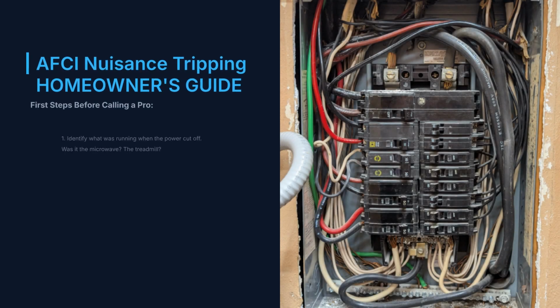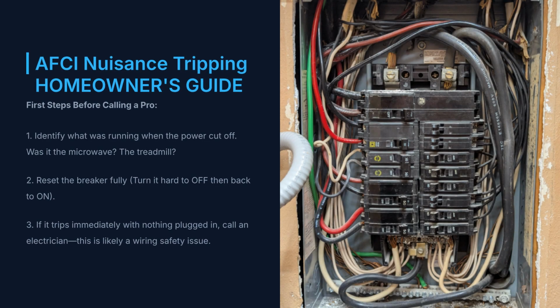For homeowners, there are initial steps before calling a professional. Identify what was running when the power cut off. Then, fully reset the breaker. If the breaker trips immediately with nothing plugged in, call an electrician immediately, as this indicates a likely wiring safety issue.